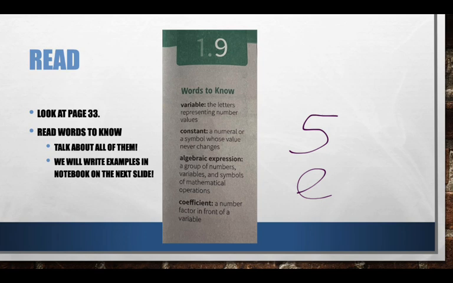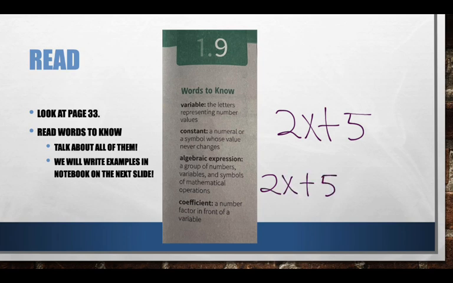All right. The next one, algebraic expression. Someone read that one for me. Who feels comfortable reading besides Zeb, since he just did? Go ahead, JD. A group of numbers, variables, and symbols of mathematical operation. And I'm going to add to that definition. Are you ready? I'm going to show a difference. 2x plus 5, that is an expression. But 2x plus 5 equals 7 is not an expression. It's an equation.